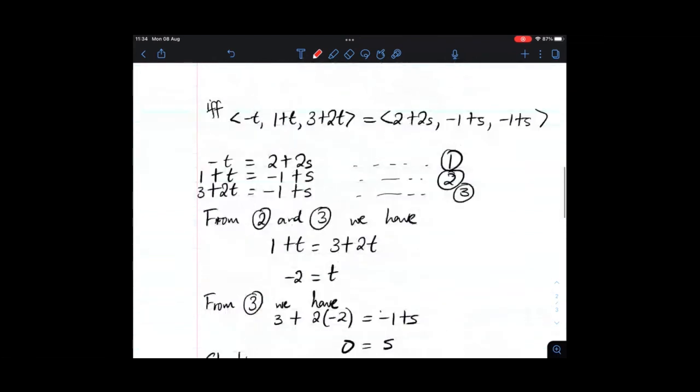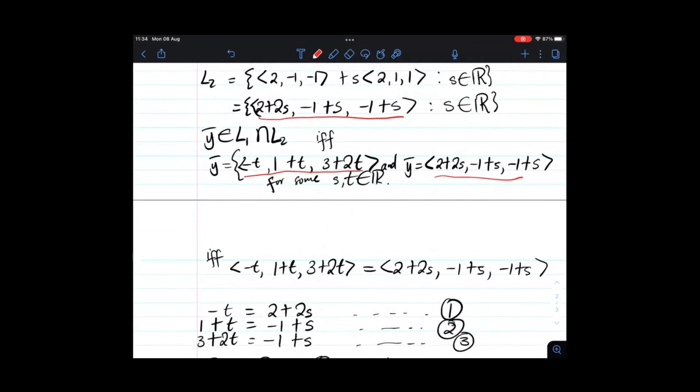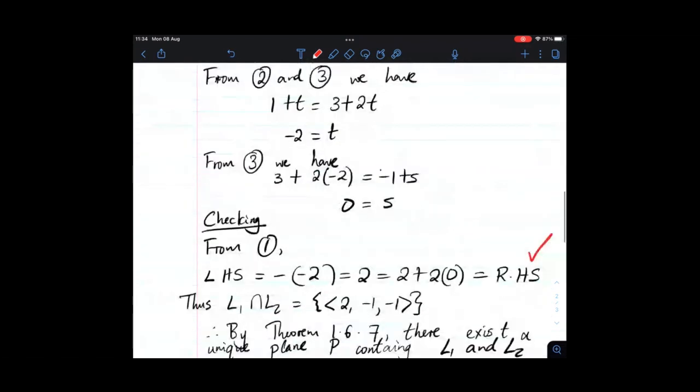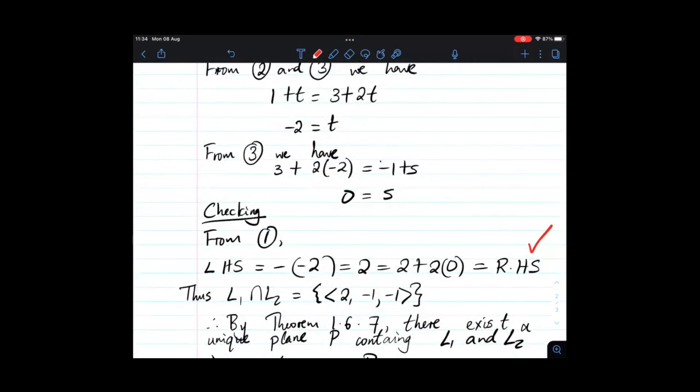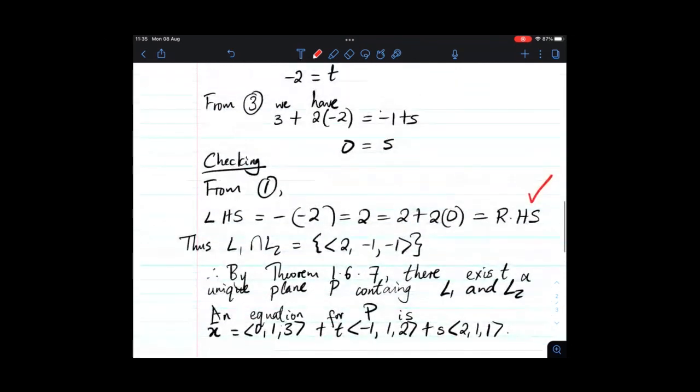You can use s equal to 0 here, and then you find what y is going to be equal to, right? Or you can use t and put it in there and see what happens. So you find out that the point is (2, minus 1, minus 1). And then, because we found that there's exactly one point of intersection, it means that by theorem 1.6.7, there exists a unique plane P that contains L1 and L2, right? So we've answered the first part of the question.